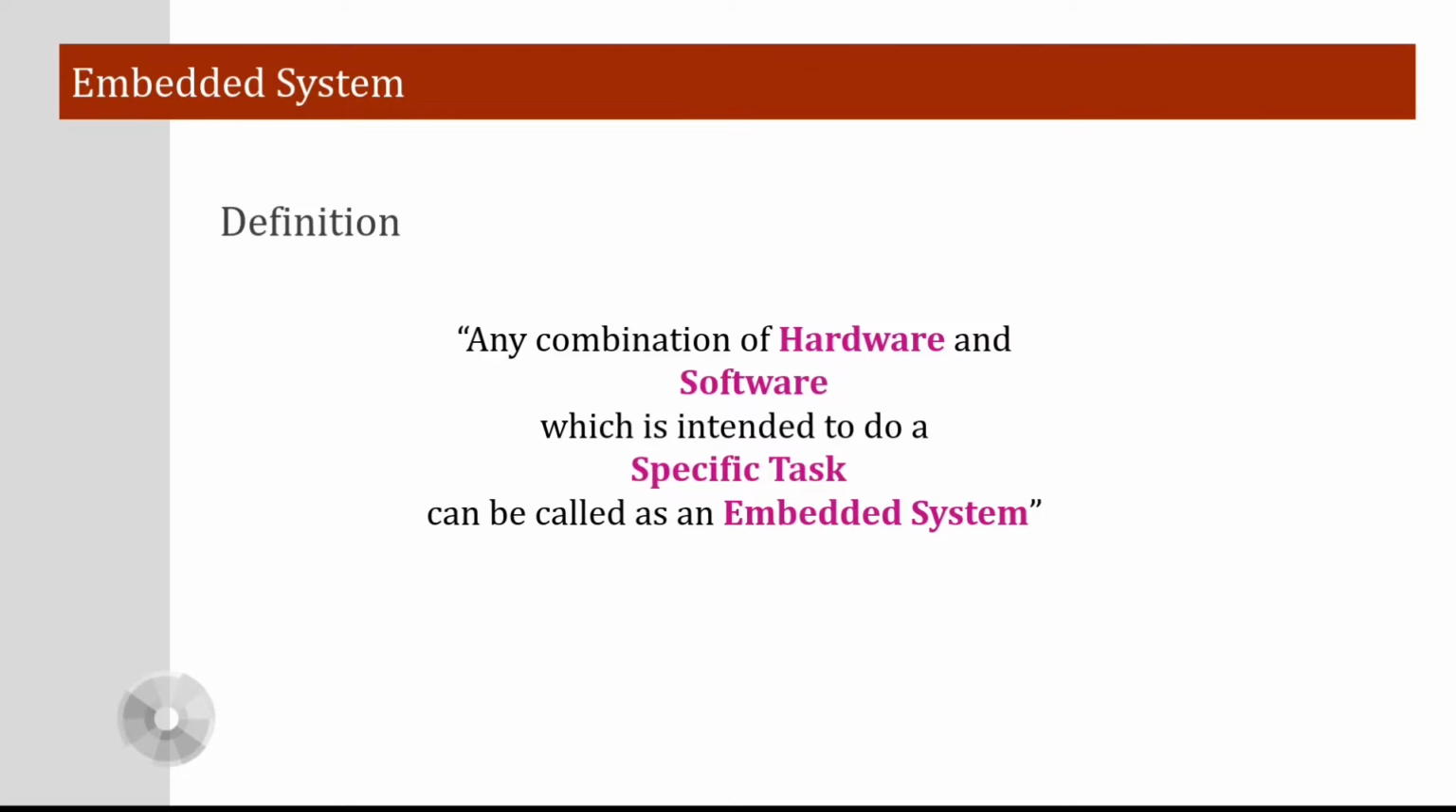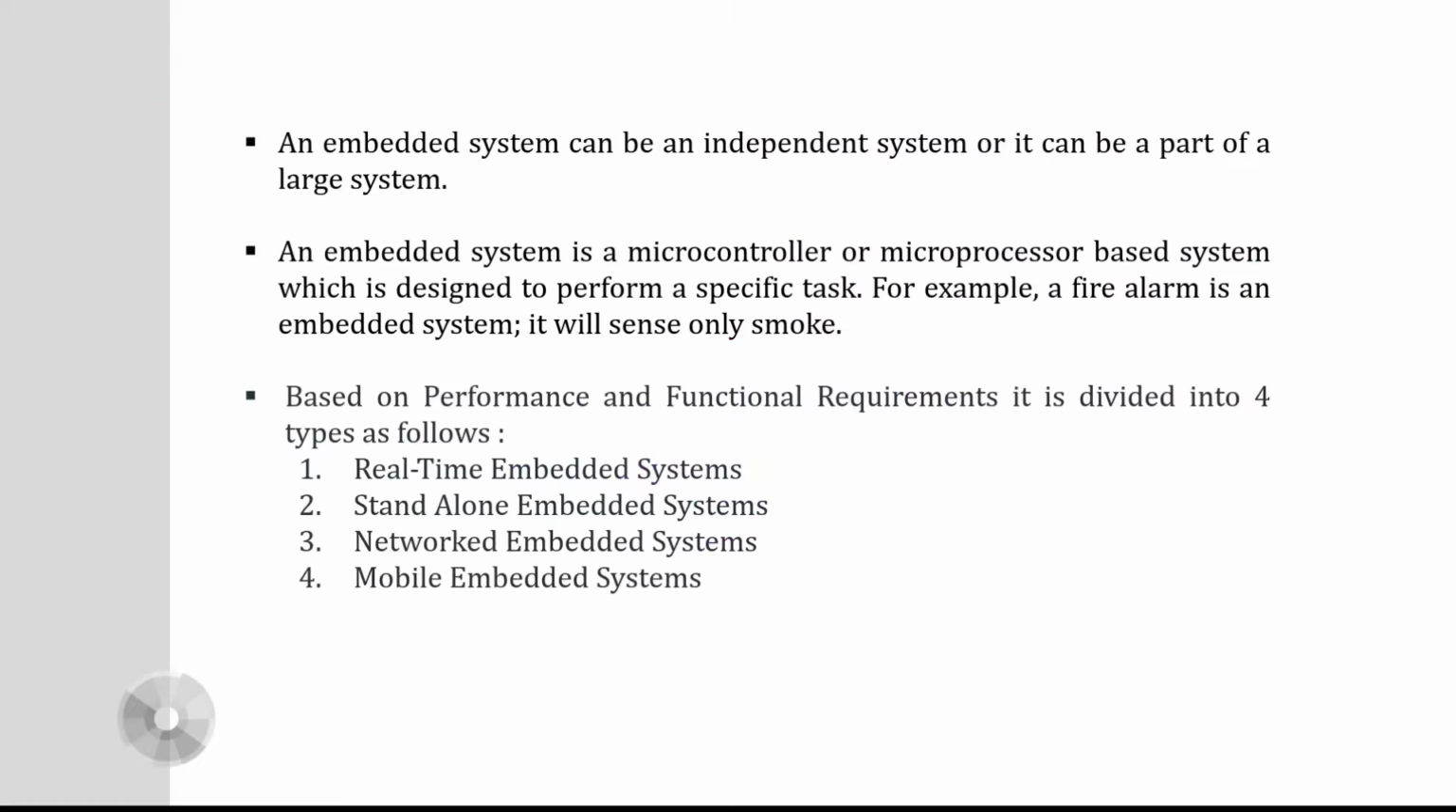And now coming to the embedded system. An embedded system is nothing but a combination of hardware with software which performs specific tasks. That means we are able to control the hardware components using the software in the embedded system. The embedded system can be an independent system, or it can be a part of a larger system.